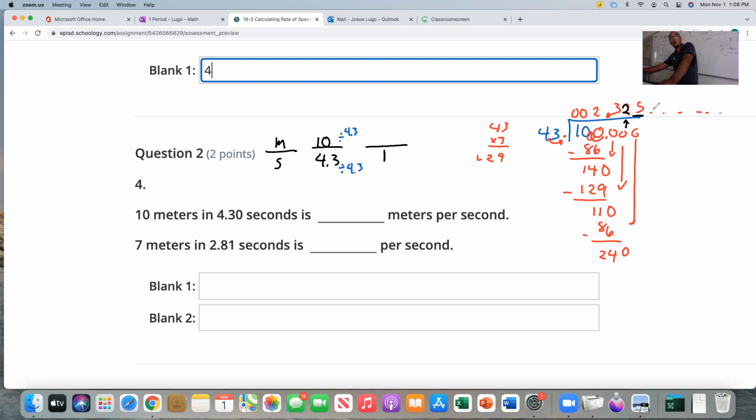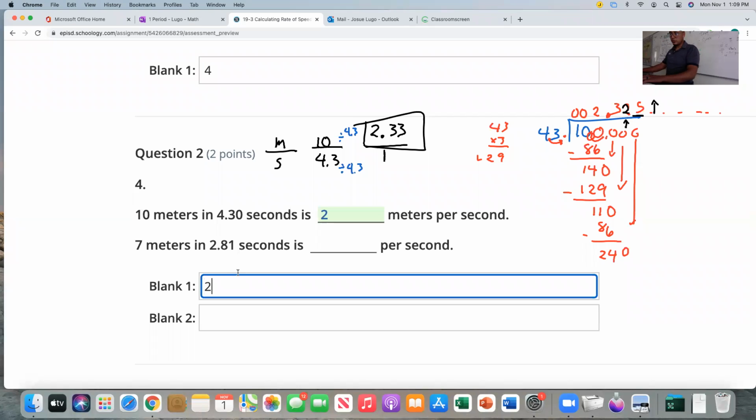Now, if it was a 4 or lower, the 2 would remain, but because it's a 5 or higher, that means that the 2 is going to become a 3, leaving me with 2.33. Notice that the 2 just went up to a 3. So 2.33 meters per second. So my answer here would be 2.33 meters per second. Notice that I rounded to the hundredth. Do the same thing for any other problem here. If you have multiple decimals, round to the nearest hundredth, and that will be your answer.